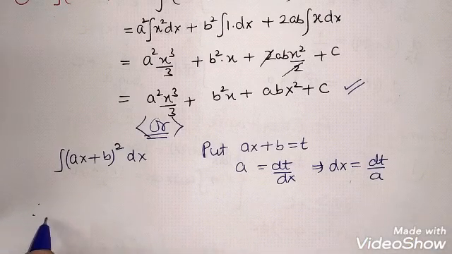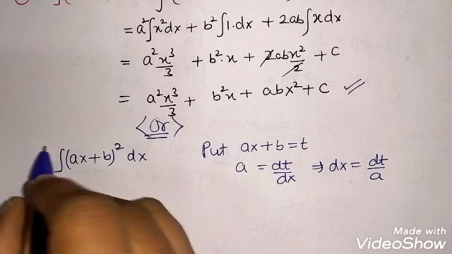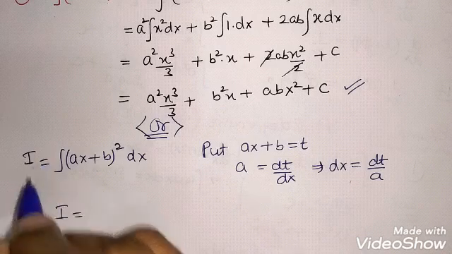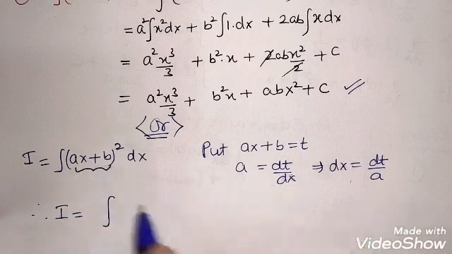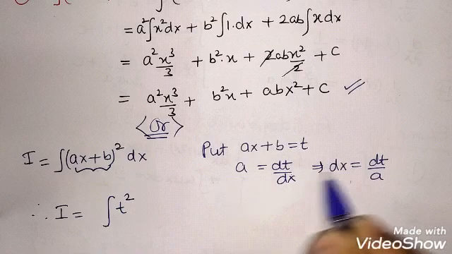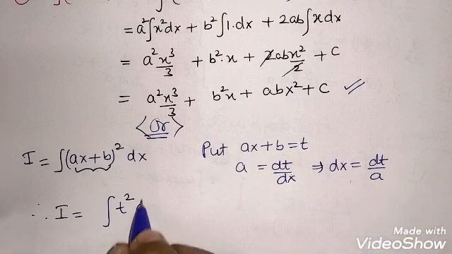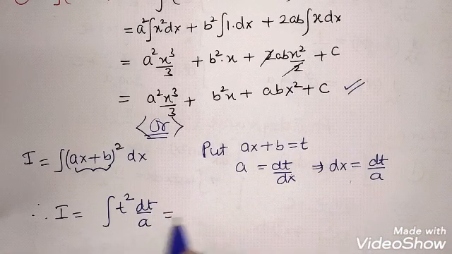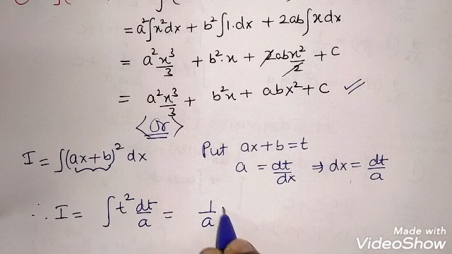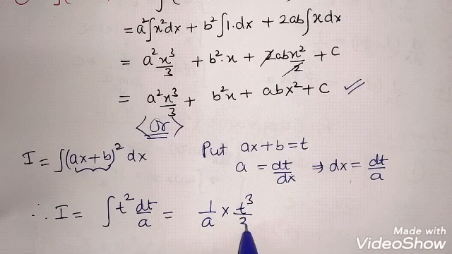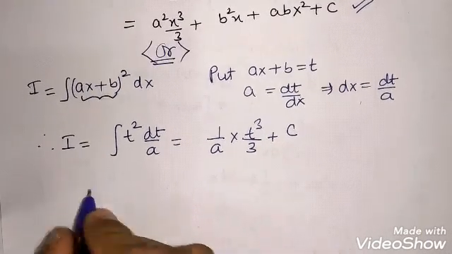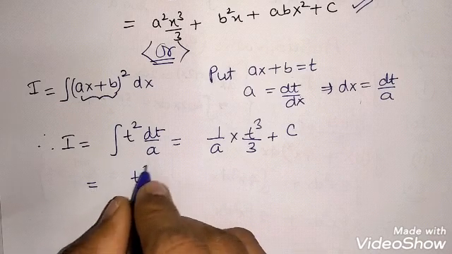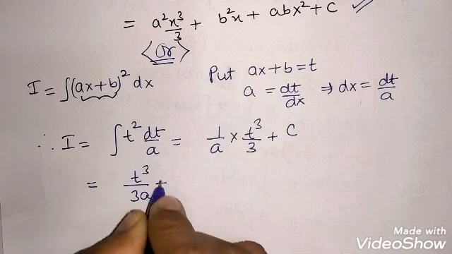So therefore I is our integral. Ax plus b, we put to be t, so this is t square. We put dx to be dt upon a. T square times 1 upon a. T square integration is obviously t cube upon 3 plus c. You can say t cube upon 3a plus c.